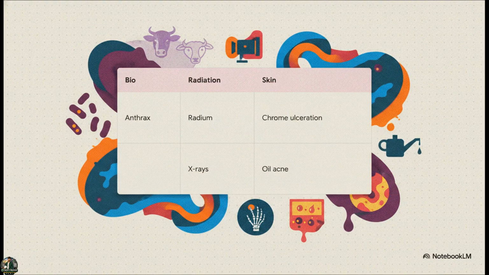Entry 14 covers pathological manifestations due to radium, other radioactive substances, and X-rays. Think about the medical professionals or industrial radiographers constantly exposed to these invisible forces. And finally, we have severe skin conditions. Chrome ulceration in Entry 10, and oil acne or dermatitis due to mineral oils in Entry 19. The schedule recognizes that the skin is the body's largest organ, making it a major point of vulnerability on the job.